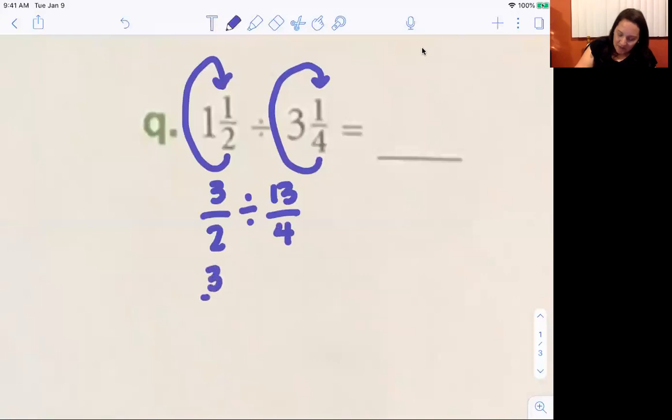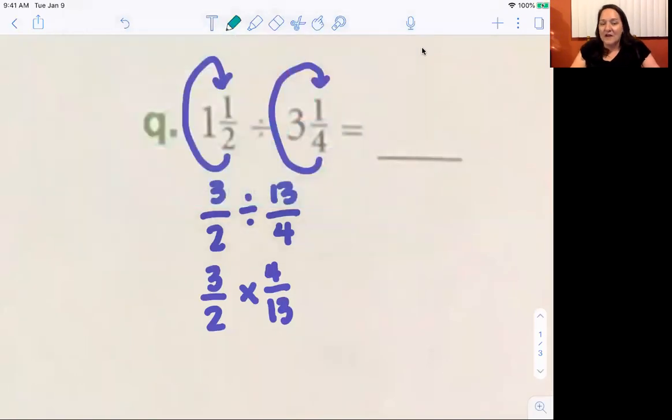So we keep the 3/2, we change the divide to a multiply, and we flip 13/4 to become 4/13. Now, with any multiplying fractions, can we cancel? Do 3 and 13 share a common factor? No, but do 2 and 4? Yes, they share a 2. 2 divided by 2 is 1, and 4 divided by 2 is 2. So 1 times 3 is 3, and 2 times 13 is 26.